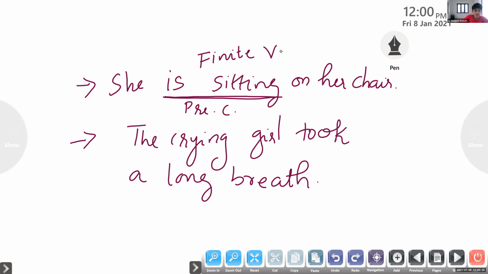Crying girl. Crying is non-finite, because there is no am, is, was or were used. Has been crying, it is not written in that form. It is simply crying and it just comes before a noun. So it is in the form of an adjective. By looking at the verb crying, we are unable to identify the tense form. So this crying is an example of a non-finite verb. Right? Yes, ma'am. And tell me the finite verb from the sentence.